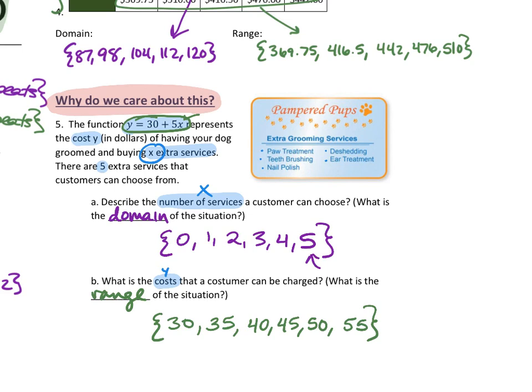And I know now as a consumer that the most I'm going to be spending on my puppy at Pampered Pups is $55 if I give her all the extra grooming services, but the least that I'm going to spend is $30 because it costs $30 just to get her pampered at Pampered Pups. So this is why we care about domain and range. We care because it gives us boundaries in the real world for our functions, and all of the functions that we do mathematically have a domain and range, especially when they take shape of real world problems like going to Pampered Pups.